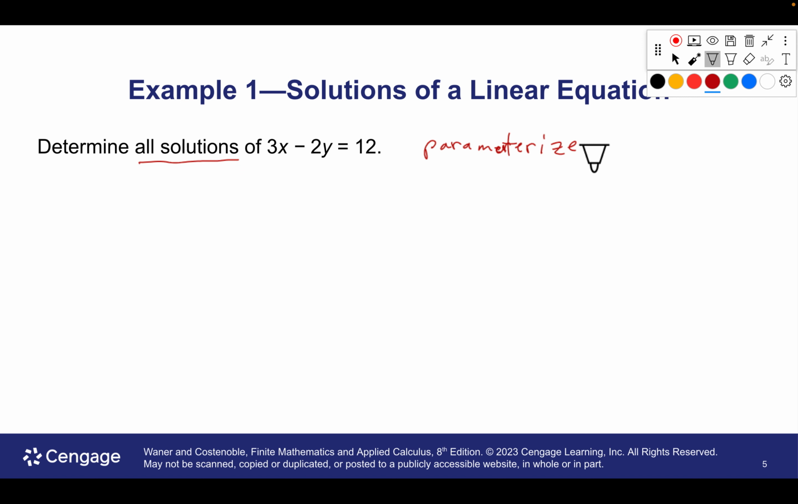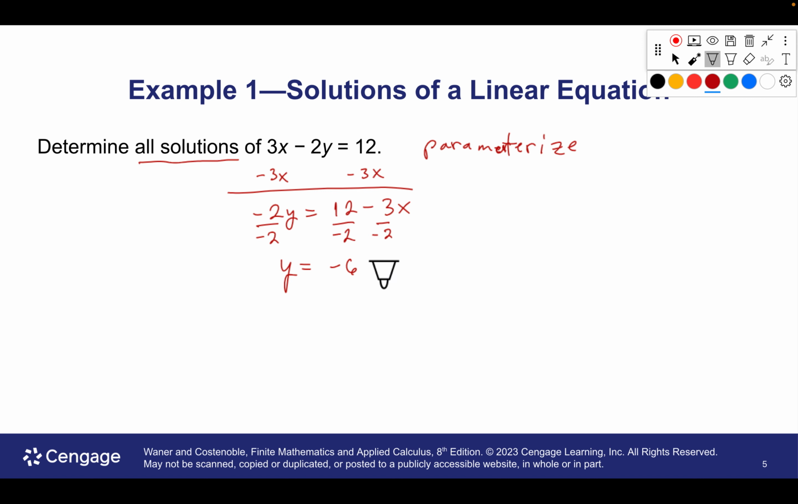So we're going to solve this one for y, which will parameterize it in terms of x, which is kind of always backwards. So we're going to subtract 3x from both sides. That gives us negative 2y equals 12 minus 3x. We'll then divide by negative 2, negative 2, negative 2. So we get y equals negative 6 plus 3 halves x.